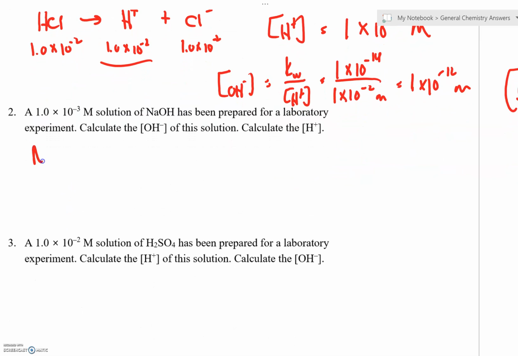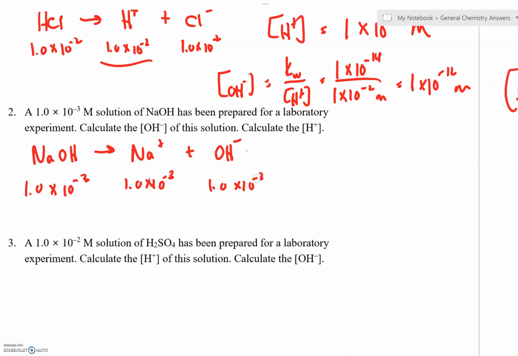So this time we're starting with a base, sodium hydroxide, and you know that it's going to dissociate into 1 sodium and 1 hydroxide. So if this is 1 times 10 to the minus 3rd molar, that means this is 1 times 10 to the minus 3rd, and so is this. So what's our OH minus? 1 times 10 to the minus 3rd molar.